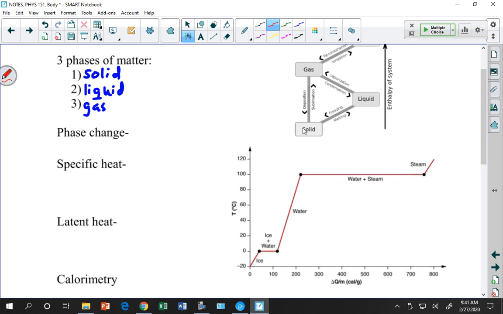And a plasma is just a gas that has been ionized. So you don't need to write it down. I'm not going to quiz you on it right now. But a plasma is just an ionized gas. Really hot things are plasmas, like the sun. The sun is like a big ball of plasma.